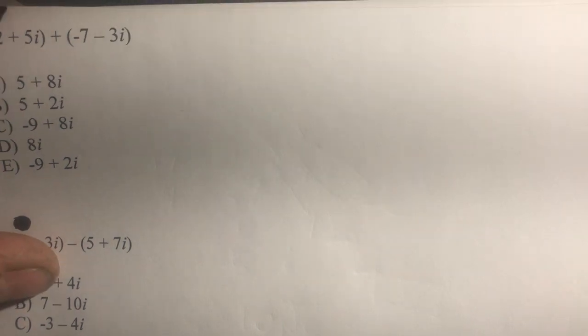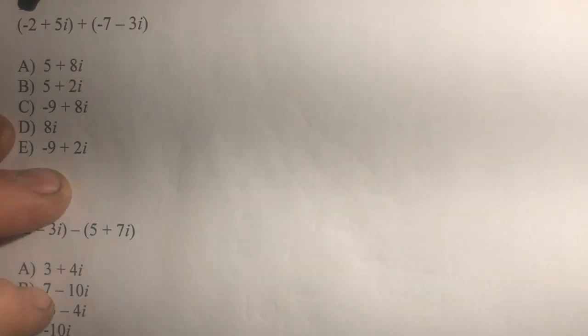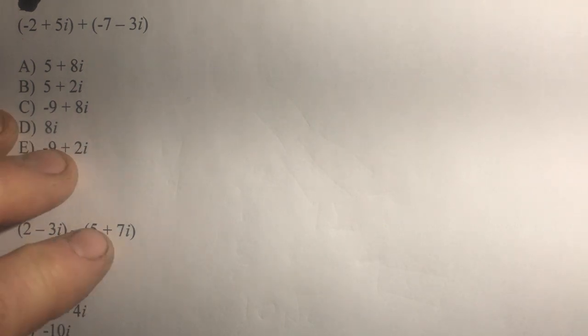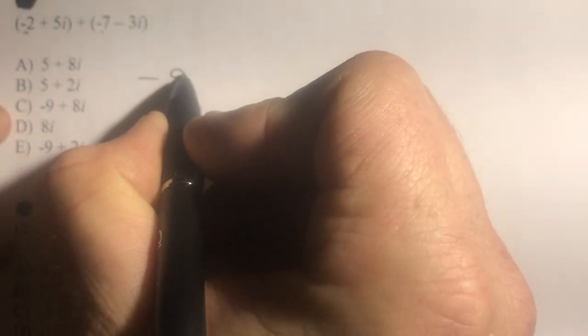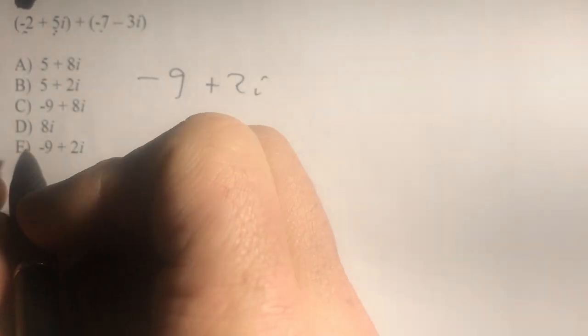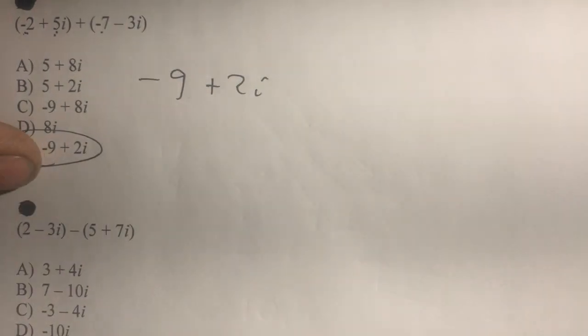All right, now we got some imaginary numbers. We're going to add these. All right, so when I add, just add my real parts. -2 plus -7 is -9. And then my imaginary parts, 5i plus -3i would be a 2i. So there you go. That was easy, wasn't it?